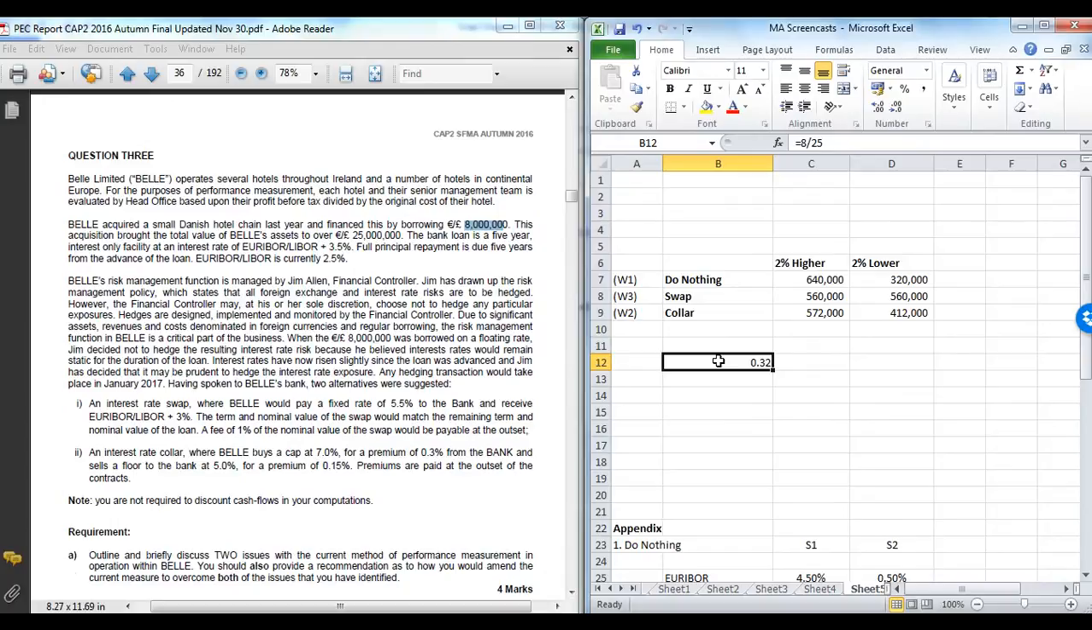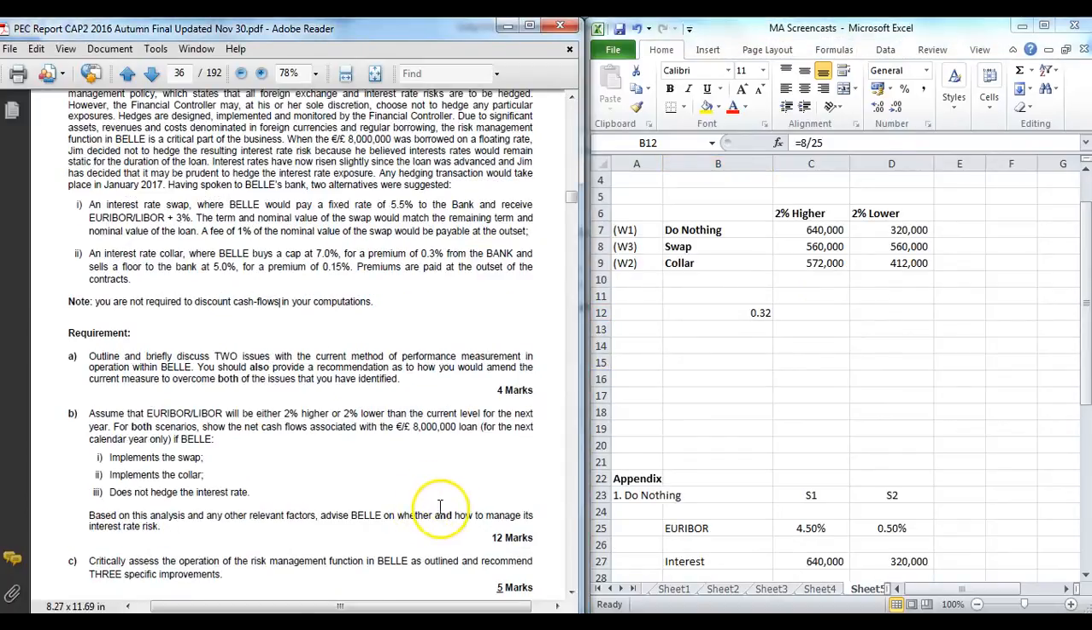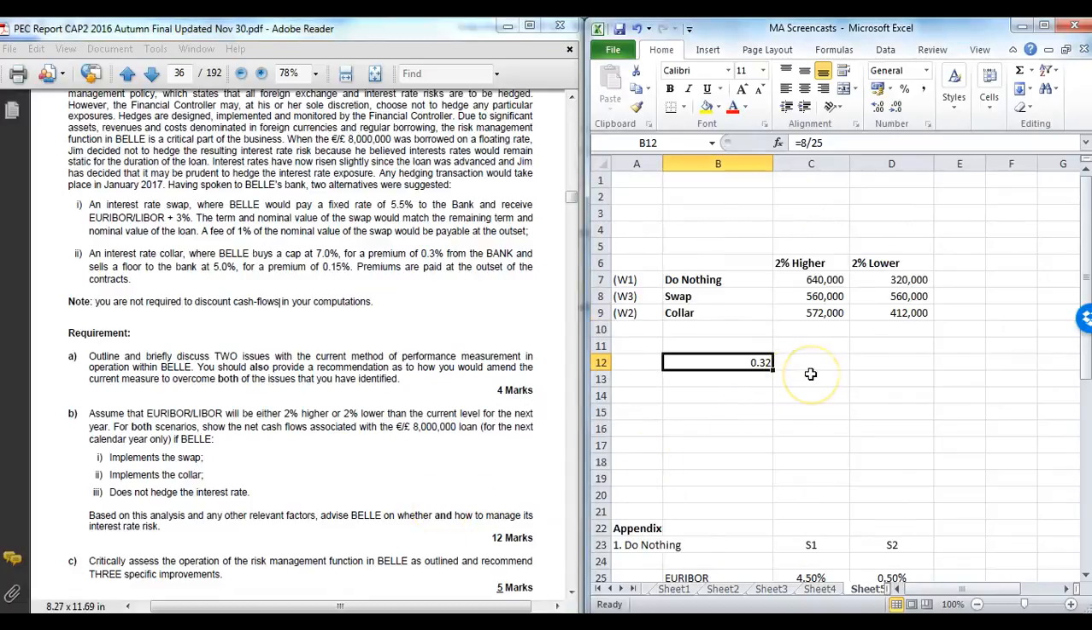So if that was only an 8 grand loan, you wouldn't be too worried about it. But because it's 8 million, it's a lot more important that you manage that risk and risk exposure. So it's clear we've answered the first one very deliberately, that we should, or Bell should, manage the risk. How they might do it? Well, we have 3 alternatives.